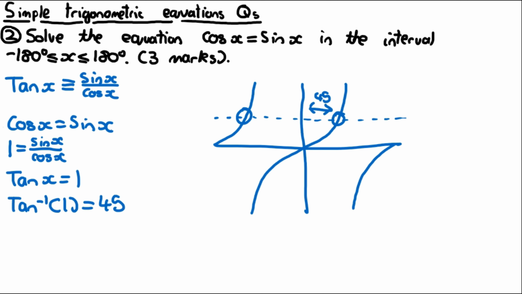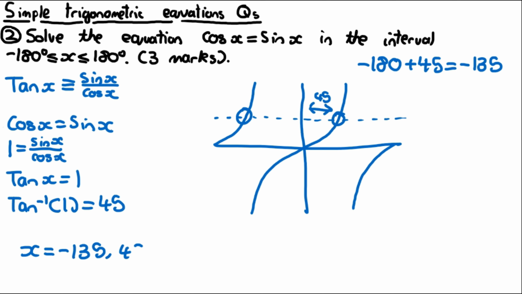So therefore this distance is also 45, and we know this is -180, so it's going to be -180 plus 45, which is equal to -135. So the two values of x are -135 and 45, and you can sub these values into this equation in order to check your answer.